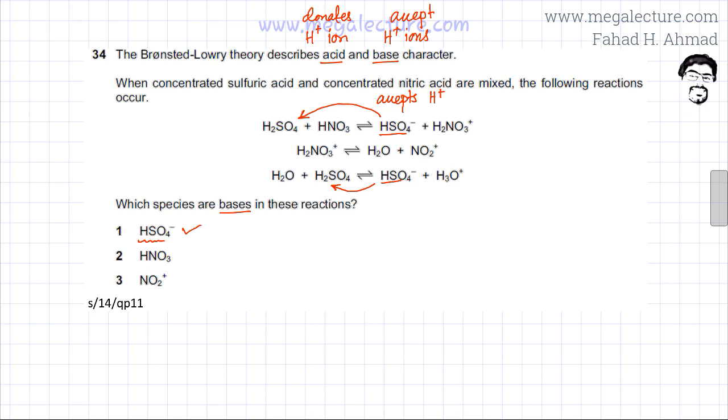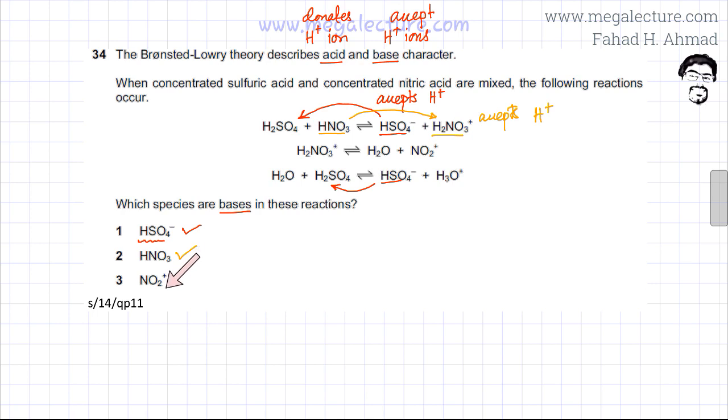Let's figure out where HNO3 is. HNO3 is in the first reaction, and if you look at this reaction in the forward direction, HNO3 gets converted into H2NO3 plus. So clearly it's gaining an H plus 1 ion, so it accepts an H plus ion. So it is acting as a base in the first reaction. There are no other places where HNO3 is appearing. So the first two options are correct.